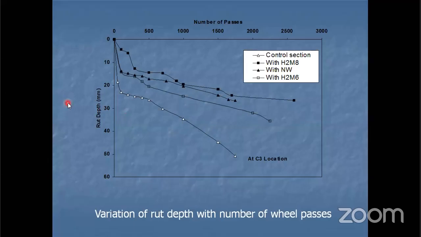This figure shows, as the number of passes increases, how the settlement of the track increases. This is at the central location. This is the control section, H2M6 here, and non-woven here, and H2M8. So H2M8 and non-woven are giving almost the same rut depth when the number of passes is nearly 1000.